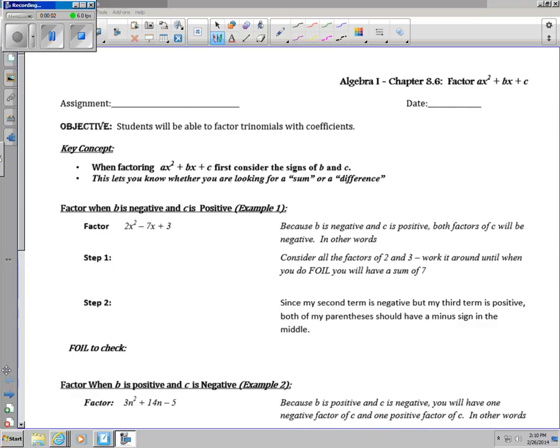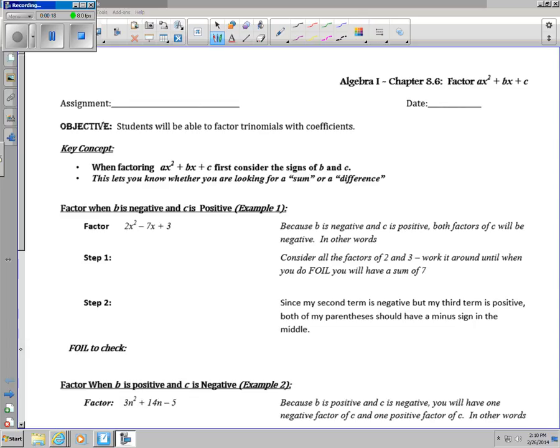All right, here's Chapter 8, Lesson 6, factoring ax squared plus bx plus c. The main difference today is that we have an a in the front of our x squared, whereas yesterday we just had x squared. So it's going to throw a little bit different factoring into the mix here.